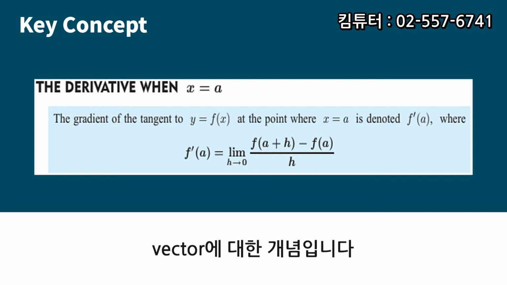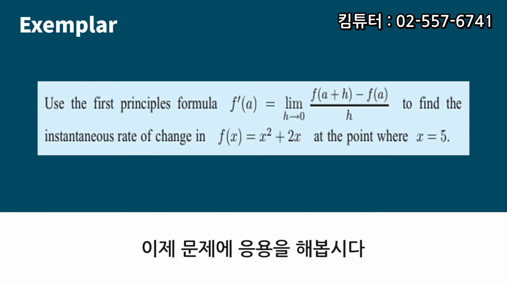Using this key concept, let's take a look at a question. Use the first principles formula of f prime a to find the instantaneous rate of change in x squared plus 2x at a point where x equals 5.